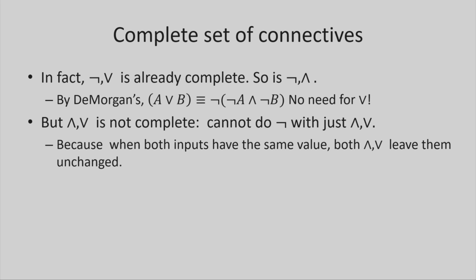But if we throw out negation, we would be in trouble, because every time you have two variables that are true, and you take an and of them or you take an or of them, in both cases you are going to get true. So what if you want to take something true and make it false? Well, with only and and or, you cannot rewrite something with a negation and make something equivalent.